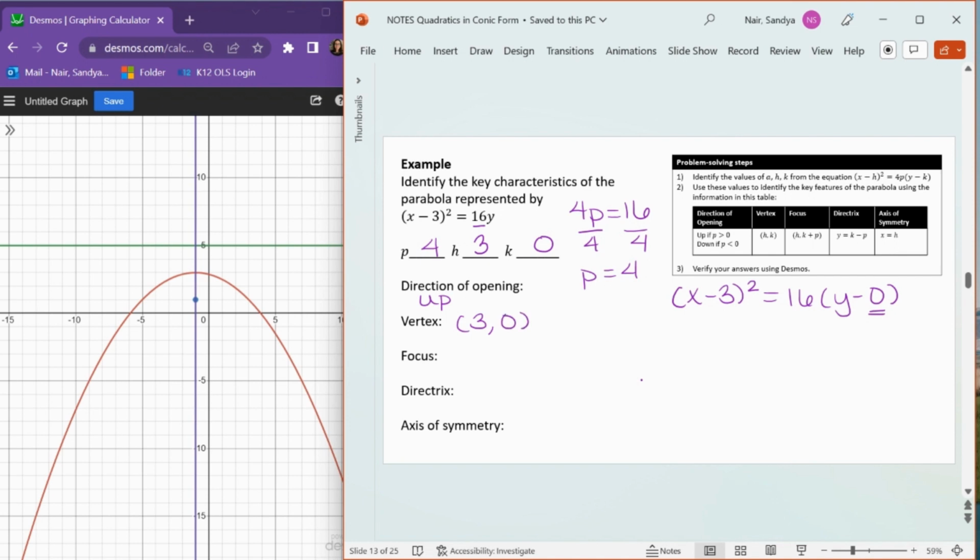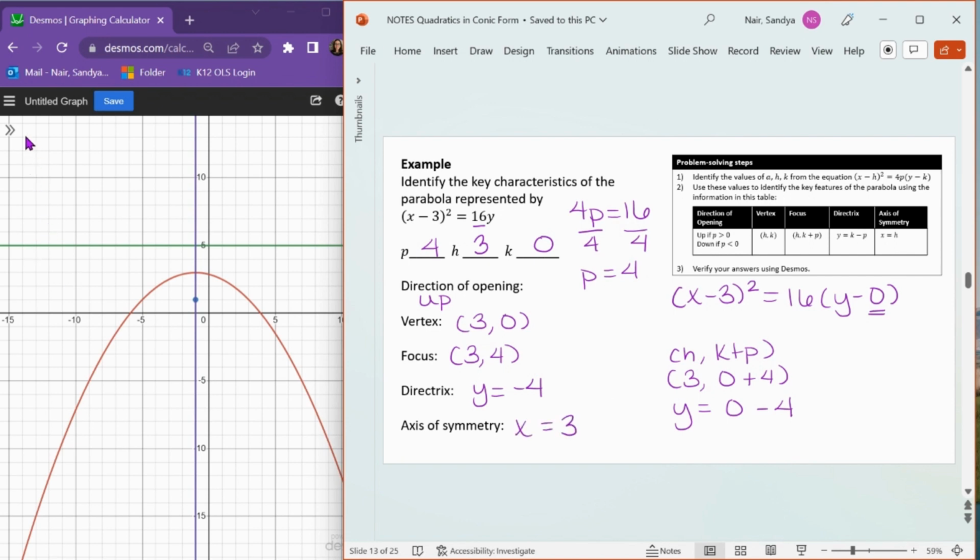So to find the focus, I'm going to use h comma k plus p. So in this case, that's going to be 3 and then 0 plus 4. So the focus will be at 3, 4. And then the equation of the directrix will be y equals k, which is 0, minus p, which is 4. So 0 minus 4 is going to give me y equals negative 4. The axis of symmetry will pass through the vertex, so the axis of symmetry will be x equals 3.